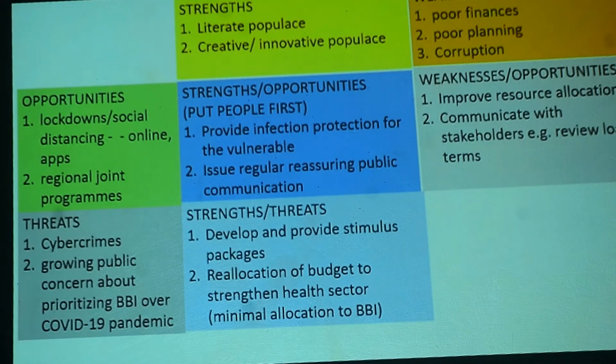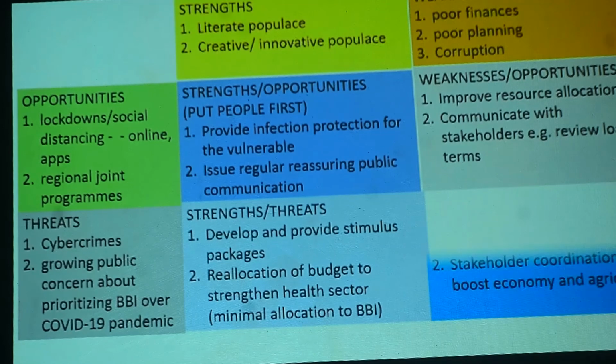How about the strengths and threats axis? Can we develop and provide stimulus packages? Can we reallocate budget to strengthen the health sector and probably have minimal allocation to BBI? Must it be a referendum at this time? In any case, if those who are supposed to vote in the referendum are affected, are we being human by shutting our eyes to that and saying the referendum must go on, even if there will be only few to vote? These are strategies that we can think about.